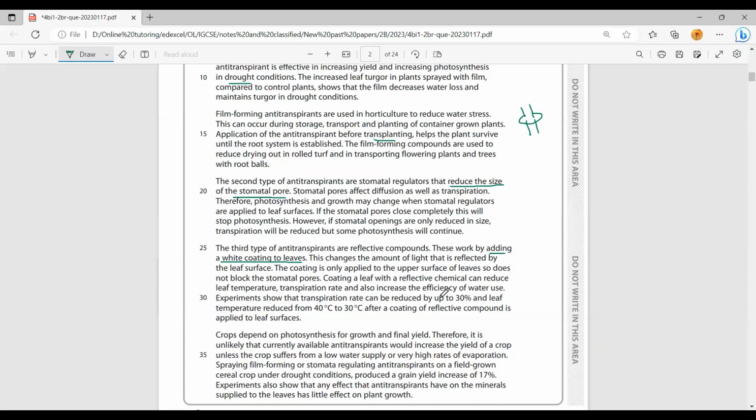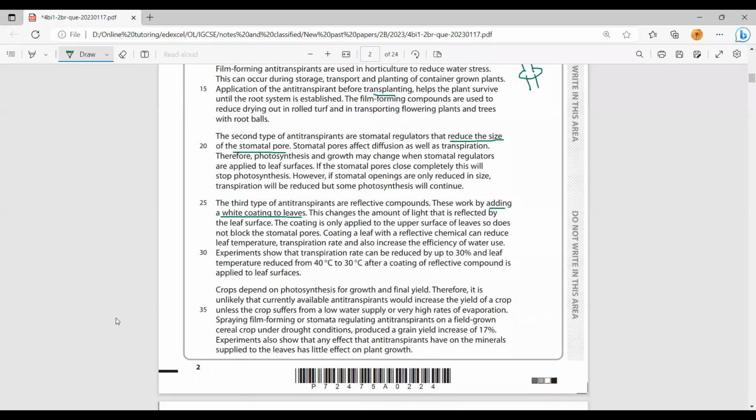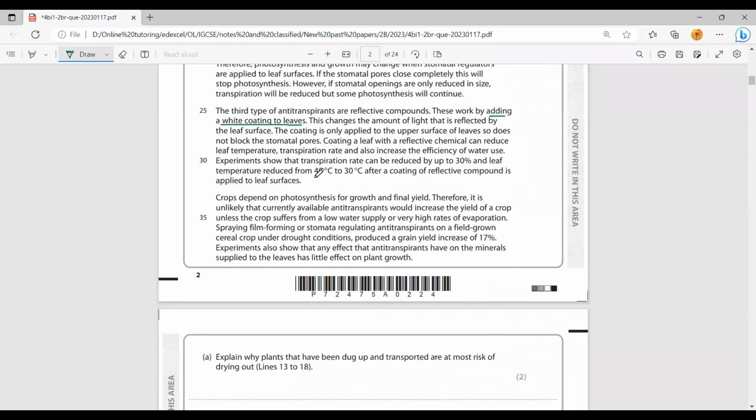Coating a leaf with a reflective chemical can reduce leaf temperature, transpiration rate, and also increase the efficiency of water use. Experiments show that transpiration rate can be reduced up to 30% and leaf temperature reduced from 40 to 30 degrees Celsius after a coating of reflective compound is applied to the leaf surface.